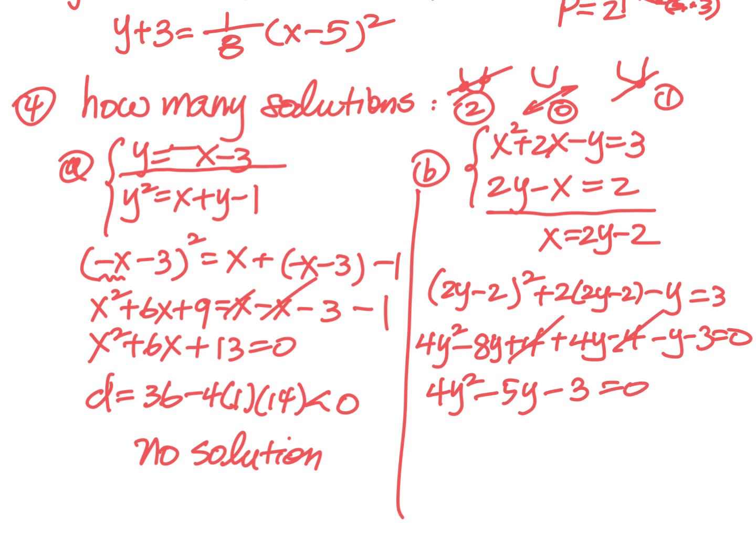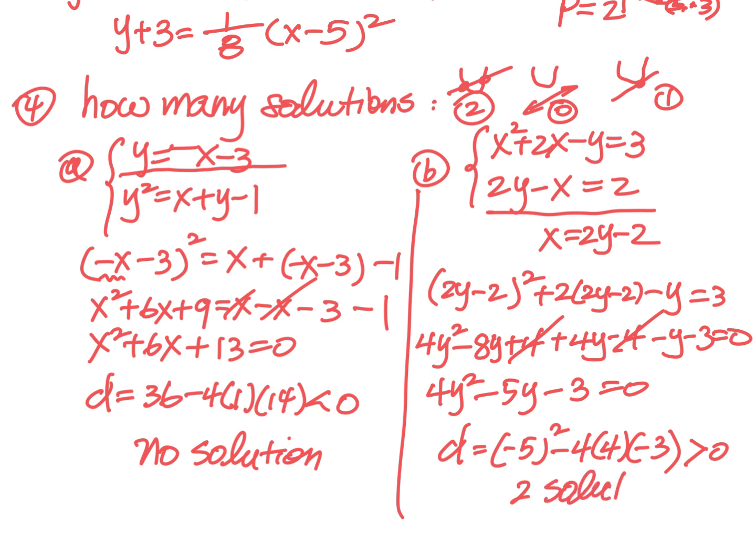Like I said, they didn't ask me what the solution is, just how many solutions. So I use the discriminant. Discriminant equals b squared minus 4ac. Since c is negative, it's going to be adding. I don't have to do that. I just say greater than 0. Then this one has 2 solutions.